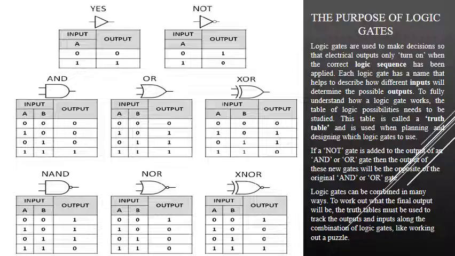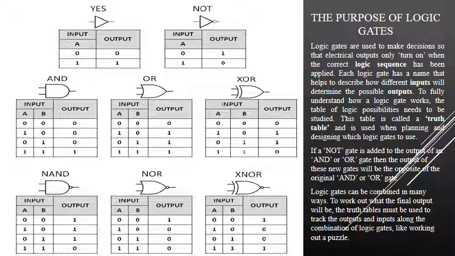The purpose of logic gates. Logic gates are used to make decisions so that electrical outputs only turn on when the correct logic sequence has been applied. Each logic gate has a name that helps to describe how different inputs will determine the possible outputs. To fully understand how a logic gate works, the table of logic possibilities needs to be studied. This table is called a truth table and is used when planning and designing which logic gates to use.